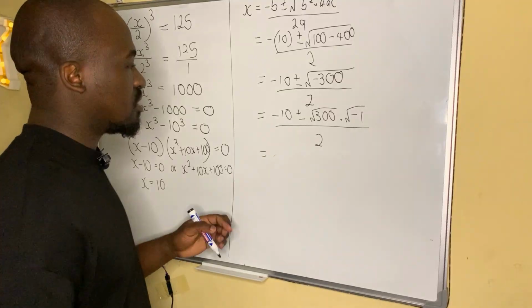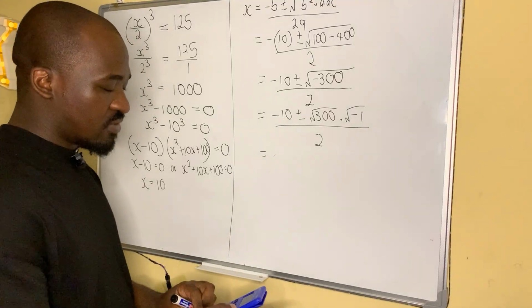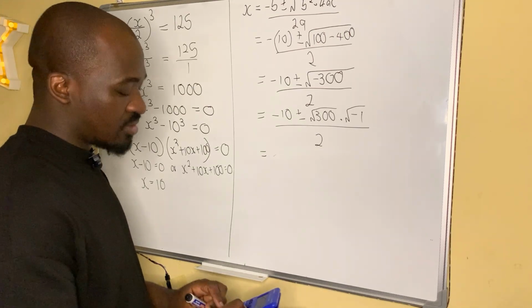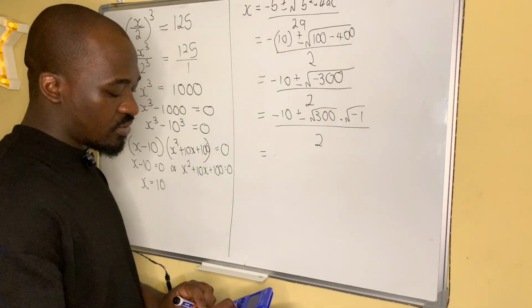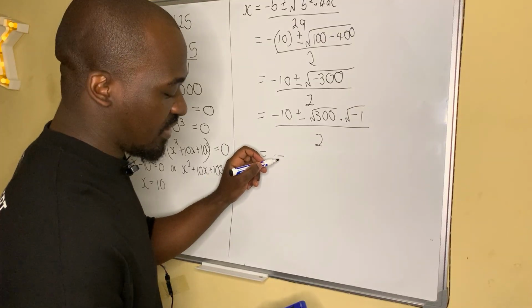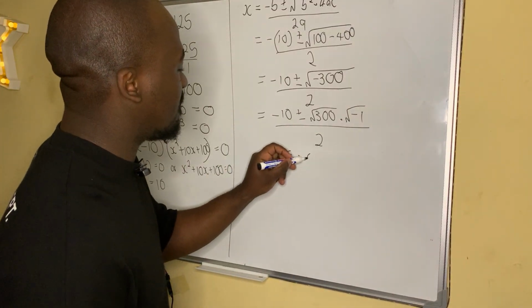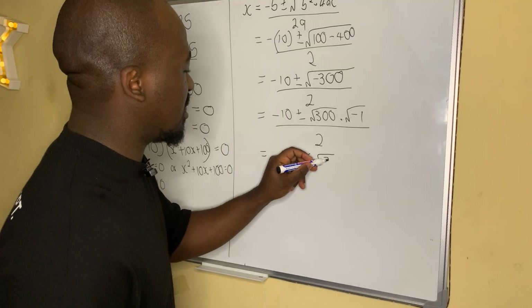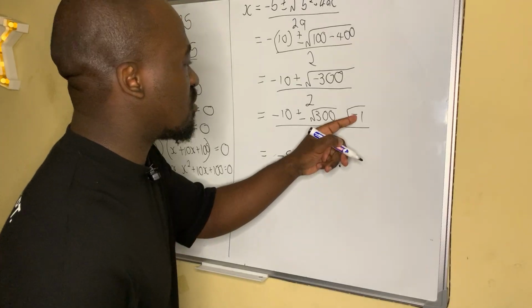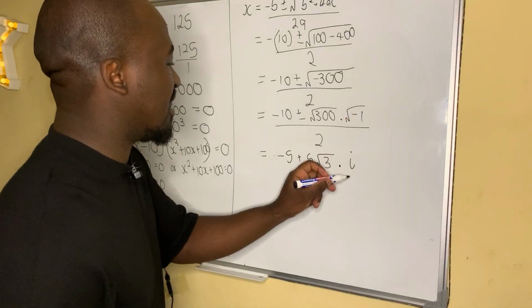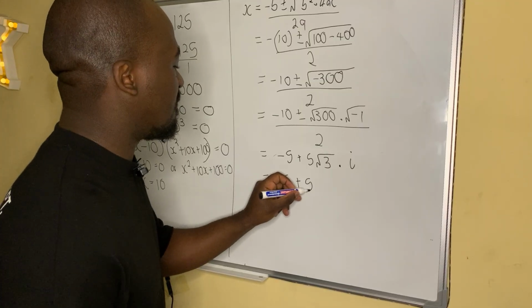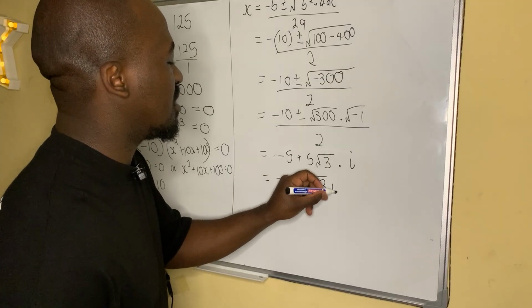Okay, let me just do this. Let me just say negative 10 plus square root of 300 over 2. It's going to be negative 5. Okay, negative 5 plus 5 root 3, which is coming from that, then multiplied by square root of negative 1, we change it to i. Then this is going to be negative 5 plus 5 root 3i.